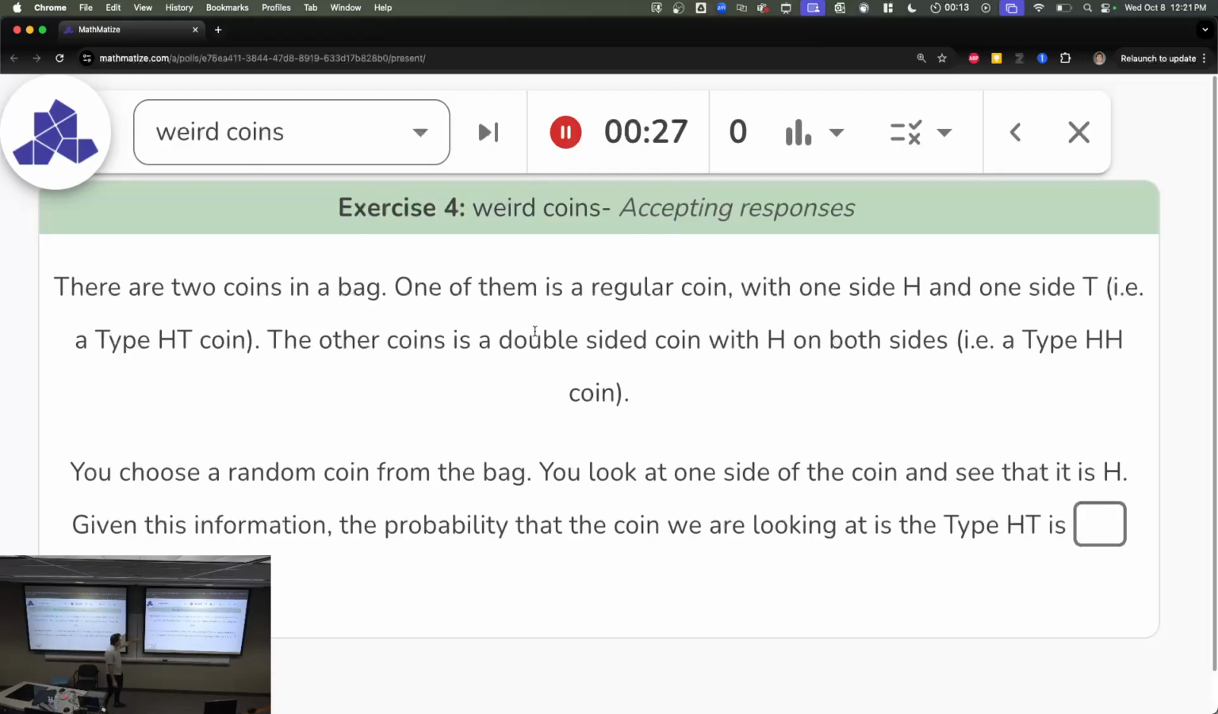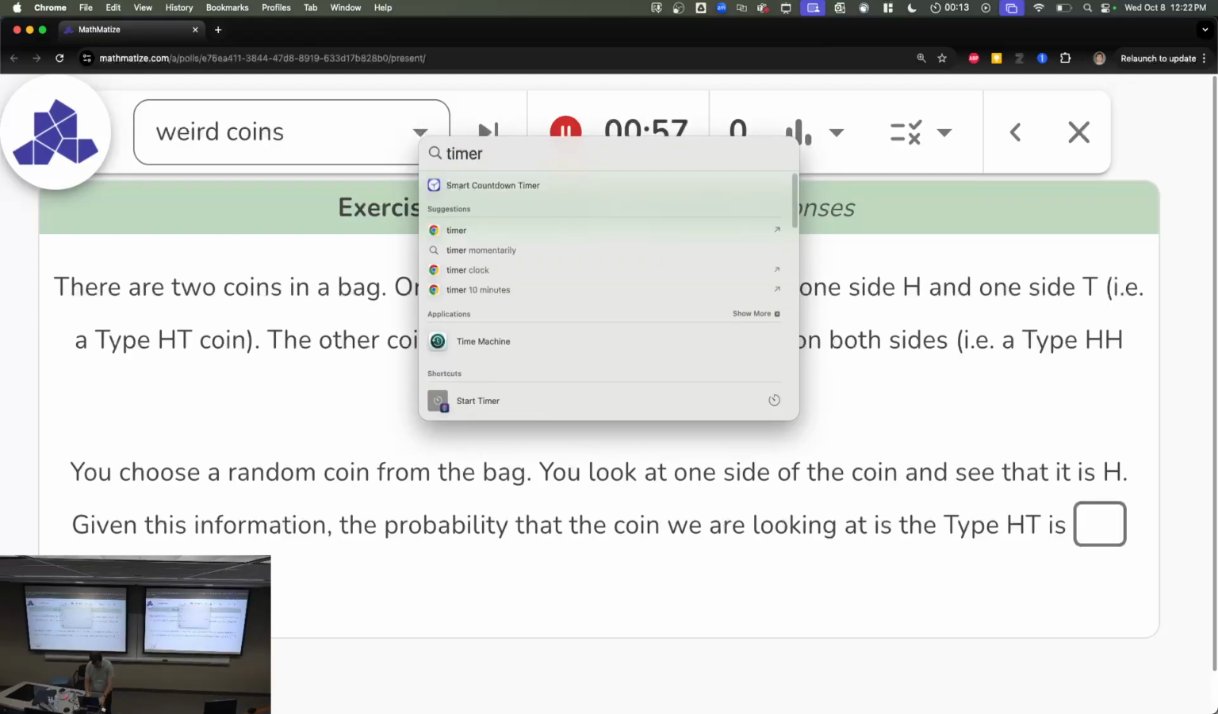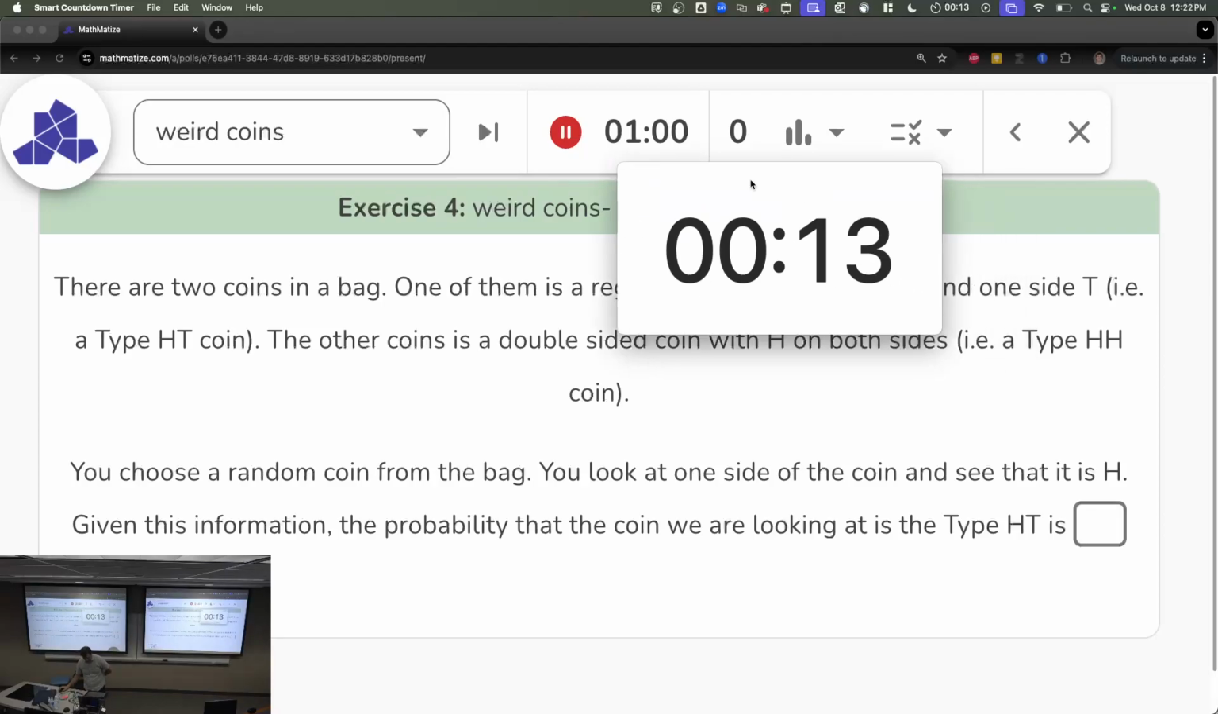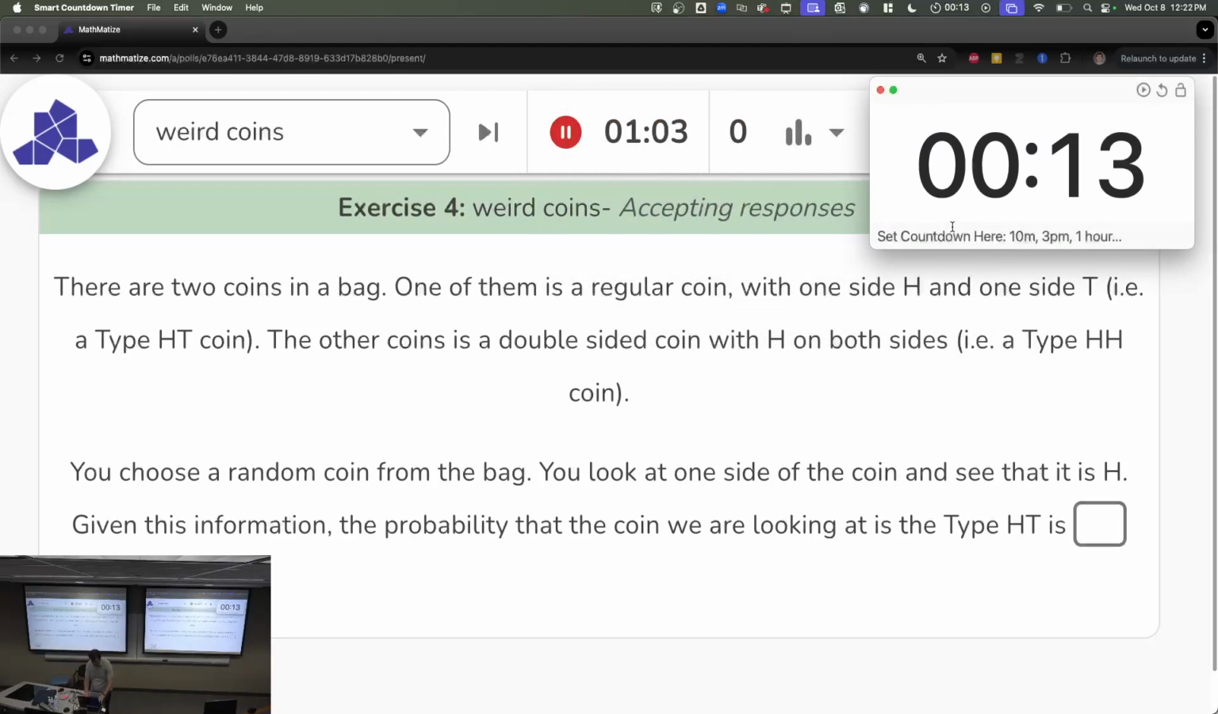You choose a random coin from the bag. You look at one side of the coin and see that it is heads. This, by the way, is like the x value for the problem. The x value is our observation of one side of the coin. That can either be heads or tails. So given this information, what is the probability that it is a type heads-tails coin? This is a classic Bayesian problem. If you had a good probability class, you've definitely done problems like this, and you'll have no problem with this one. Let me give you 2 minutes to puzzle this one out and see if you can figure out what it is. If you can remember, what is the solution method for this type of problem?